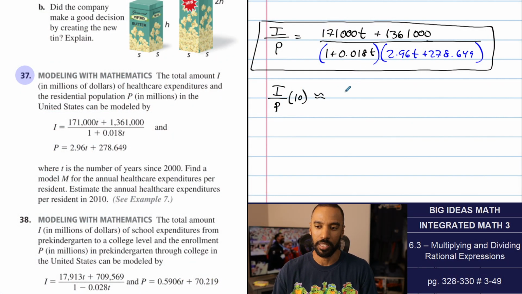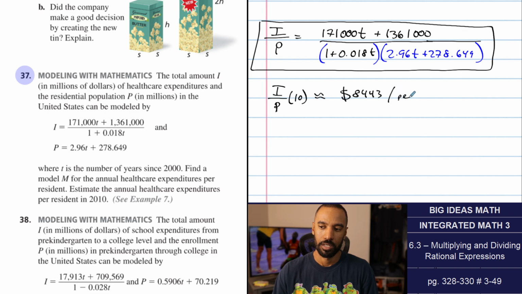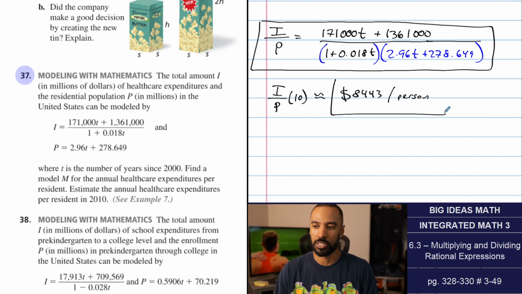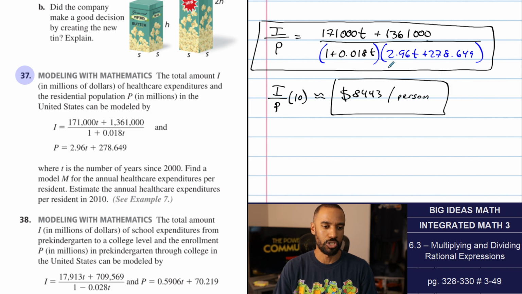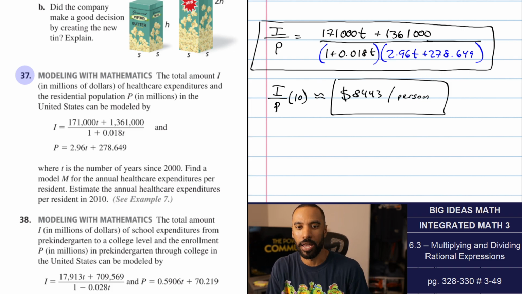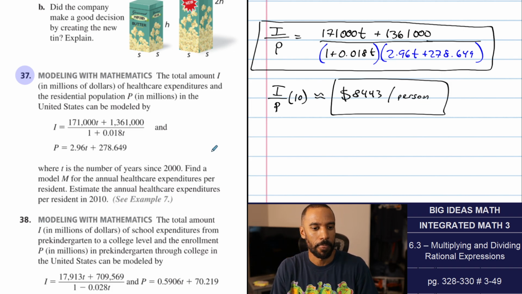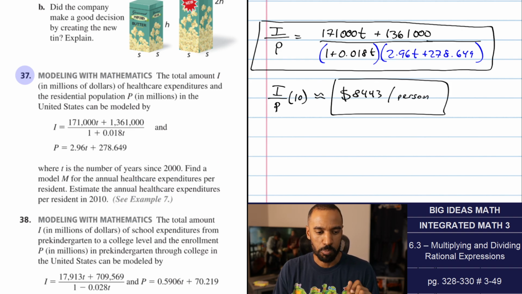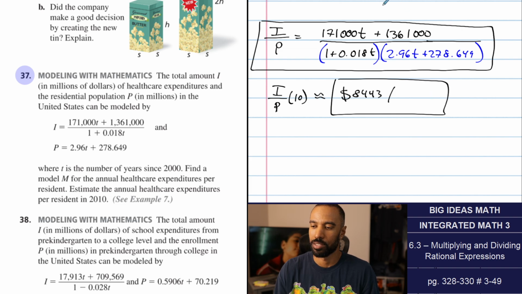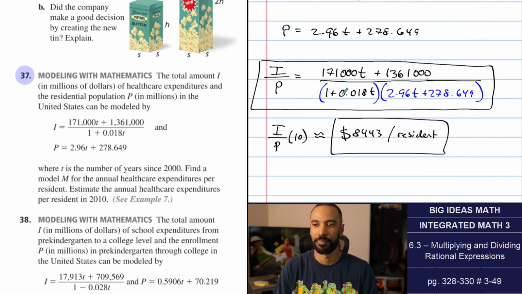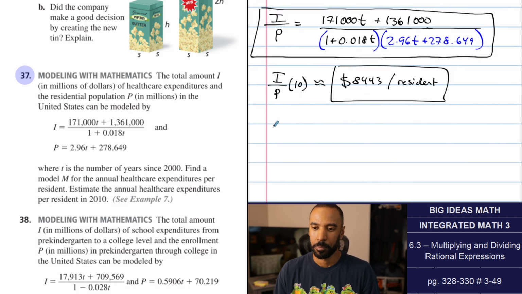8442.98, around $8,443 per person, given that they were both in millions. The people were in millions, and the dollars were in millions at the time. Millions over millions, they cancel. It's just 1, just like anything else. So this is the annual healthcare expenditures per resident. Per resident. Annually. Okay. That's number 37.